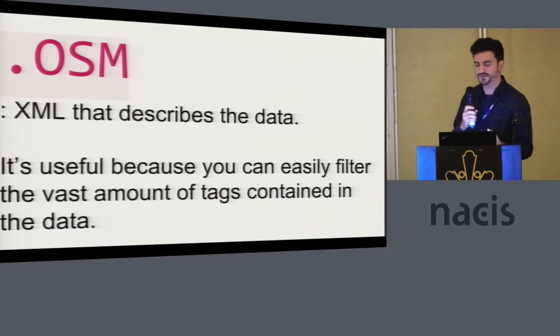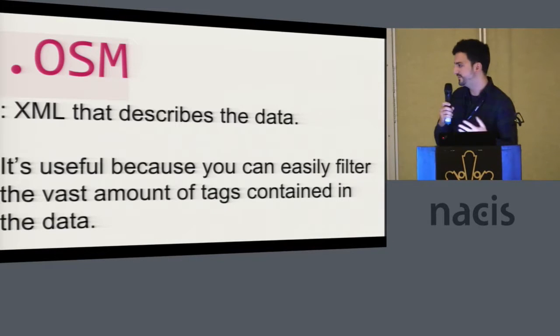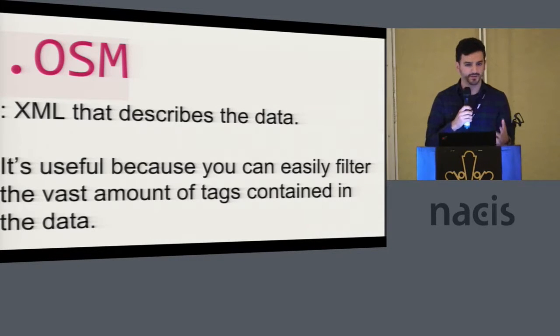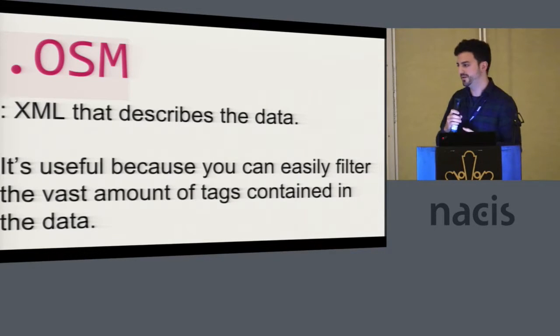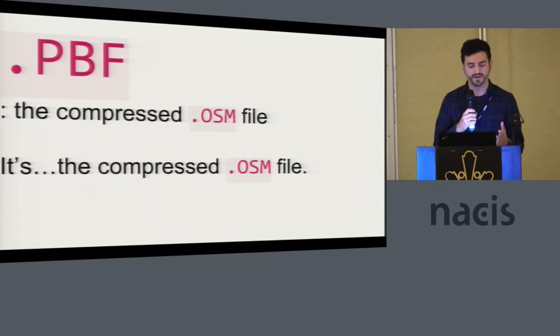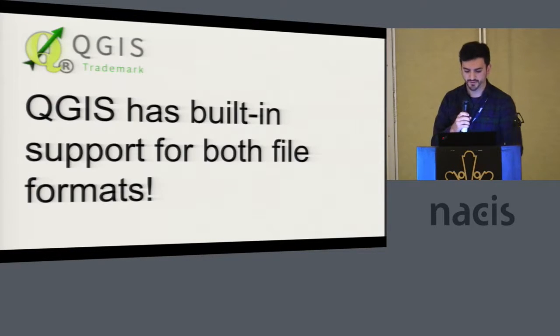XML is good because it is a system of tags and attributes, so you can easily filter through the data. And that's really great because obviously OpenStreetMap is a vast amount of data with lots of different types of data, and so being able to filter it easily is really good. So .osm is the basic file format. There's the .pbf, which is just the compressed version. Obviously, OpenStreetMap is huge and the data can get really large, so a .pbf is basically the compressed one.